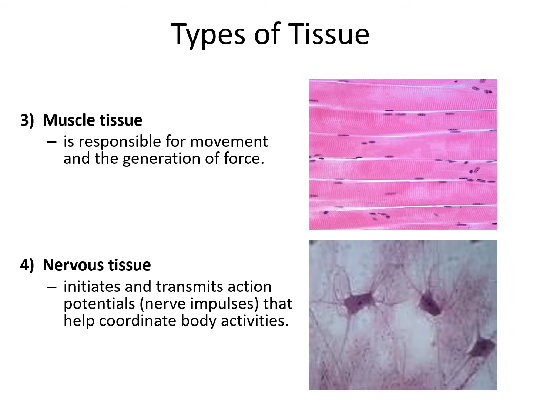And then we've got muscle tissue and nervous tissue. Muscle tissue is responsible for contracting and generating force, and nervous tissue is going to initiate and transmit action potentials, which are nerve impulses. We'll talk about nervous tissue this term as well, but muscle tissue will be discussed in Biology 112.